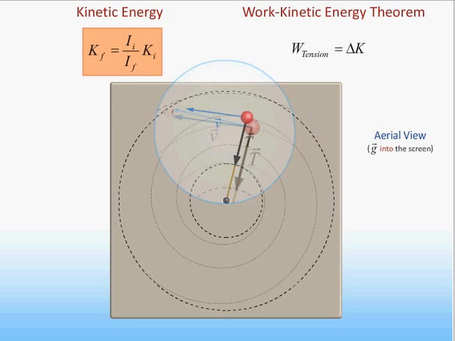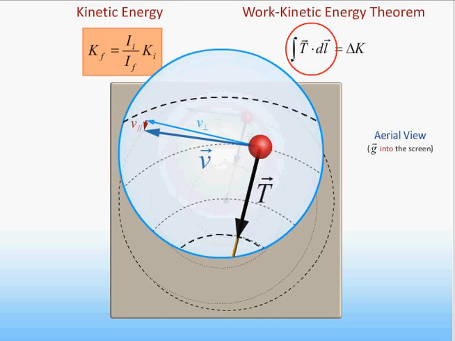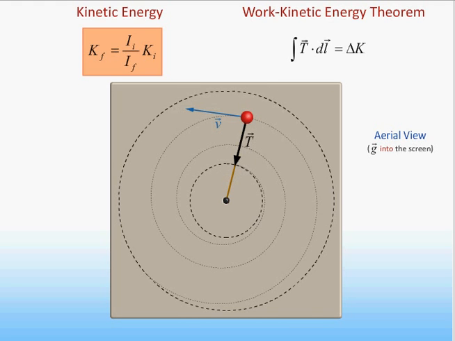While the particle is being pulled inward, there is a component of its motion which is parallel to the tension, and the dot product between force and displacement is non-zero. The total work done by the tension force must be equal to the change in the kinetic energy.